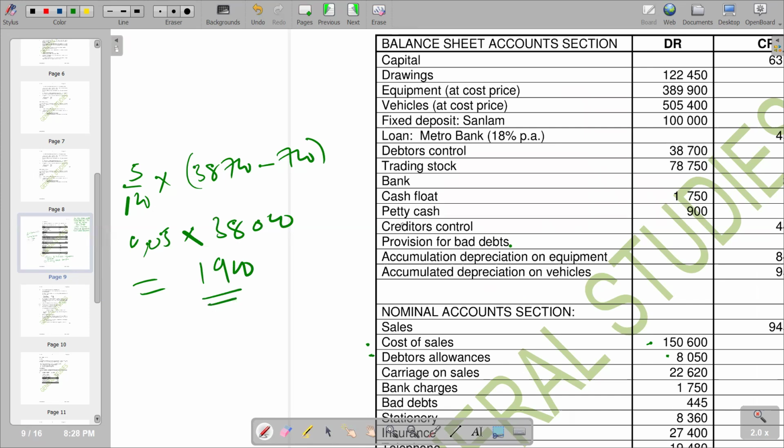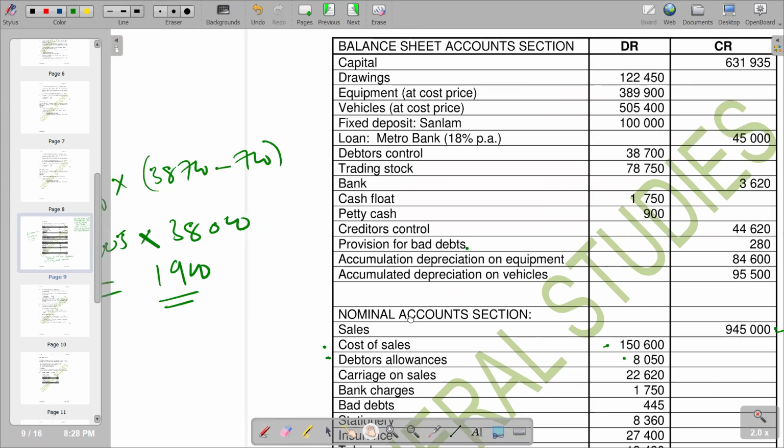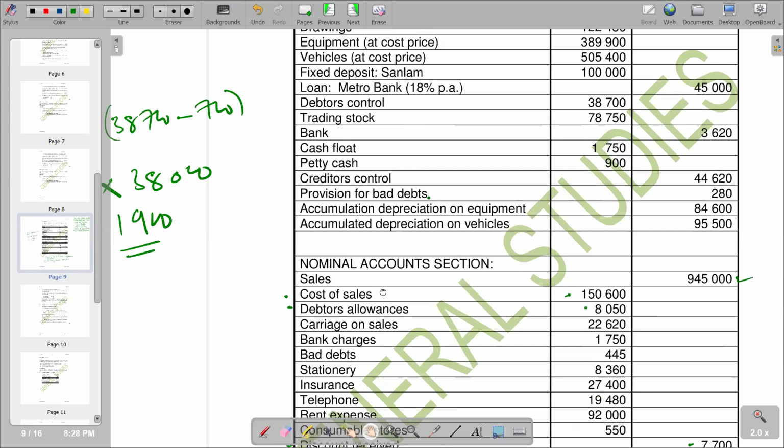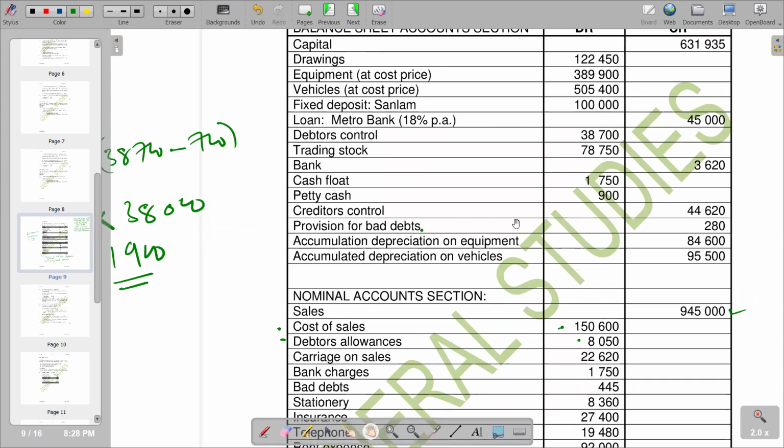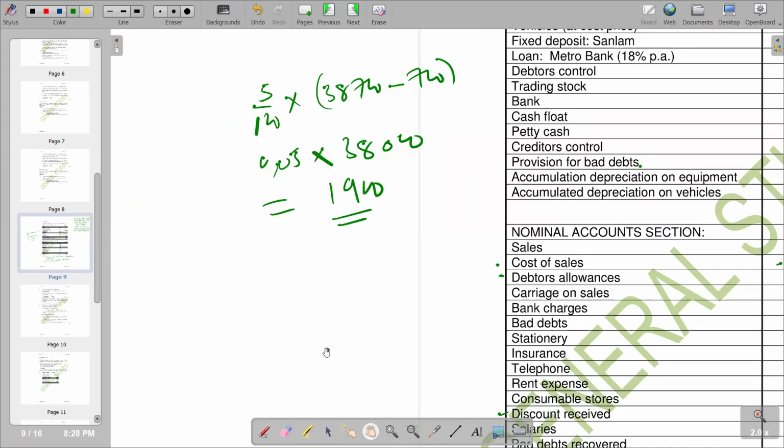Then you compare it with the previous period, which you are given in the list of balances as our provision for bad debts, which is here. So let's just try to see the amount that is there. We have provision for bad debts, which we have got 280. So it means there is a movement there from 280 to 1,900, which is an increase.